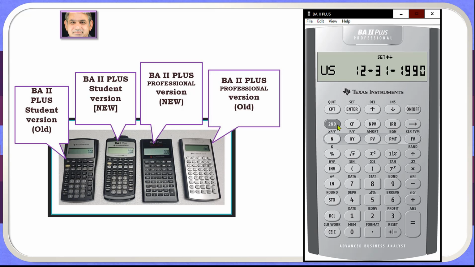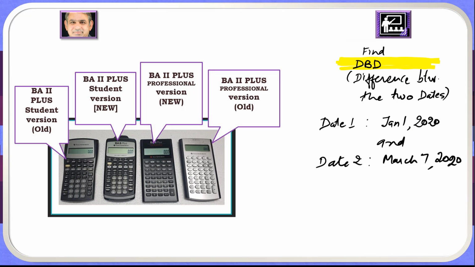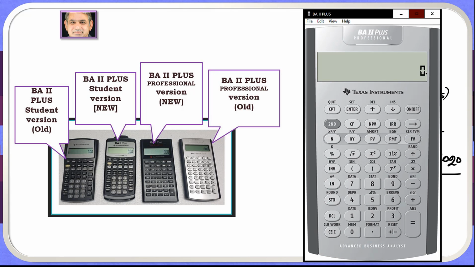Let us see how to enter dates in BA2 Plus. I will click second, quit to come out of it. Suppose we want to calculate the difference between two dates. So let us find the difference between dates. The first date is January 1st, 2020 and the second date is March 7, 2020. We want to find the difference between these two dates. Let us use the BA2 Plus calculator to do this job.